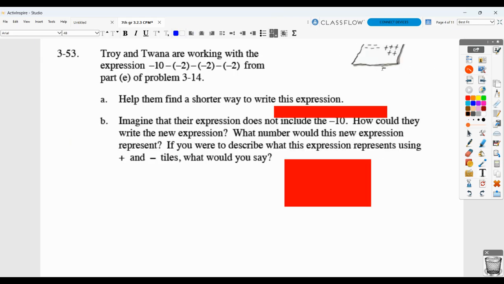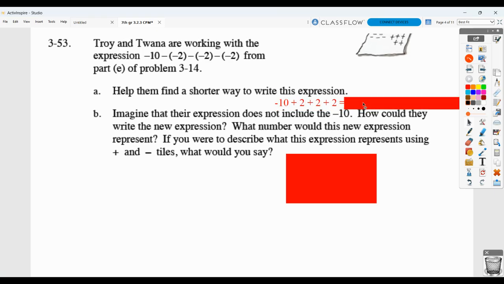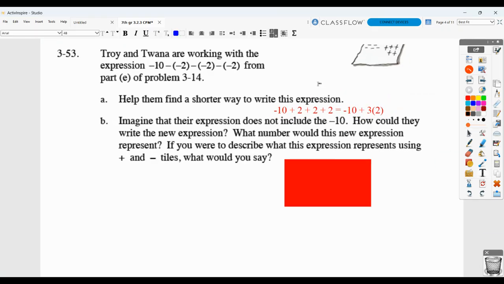Then we're going to look at the same problem that we talked about. What is a shorter way that we can write that expression? Well, instead of thinking of it as negative 10 minus negative 2 minus negative 2 minus negative 2, we could think of it as negative 10 minus 3 groups of negative 2, because we have 1, 2, 3 groups of negative 2.